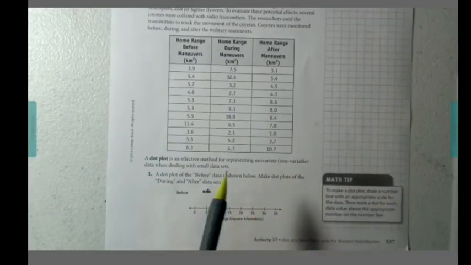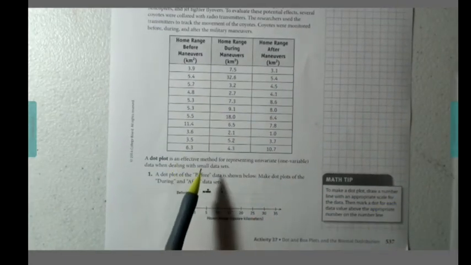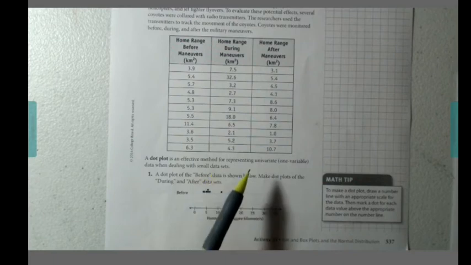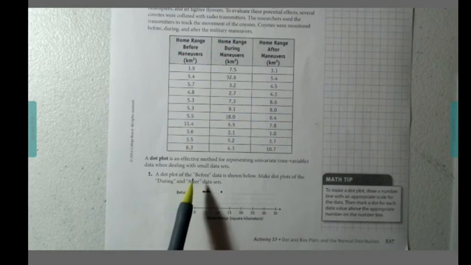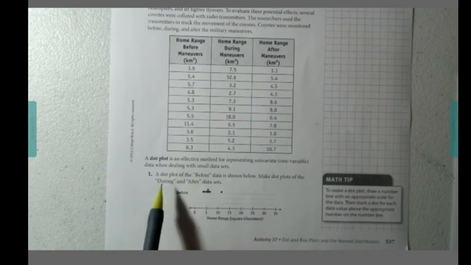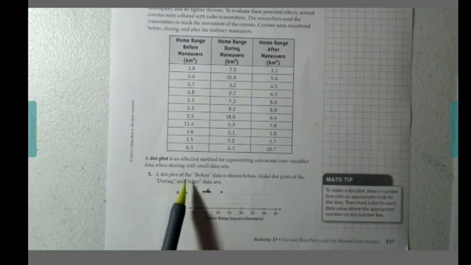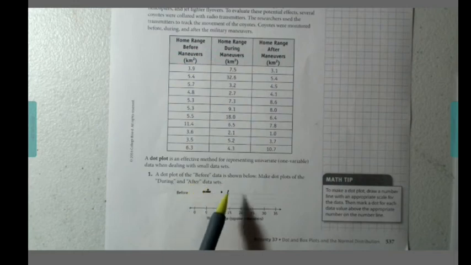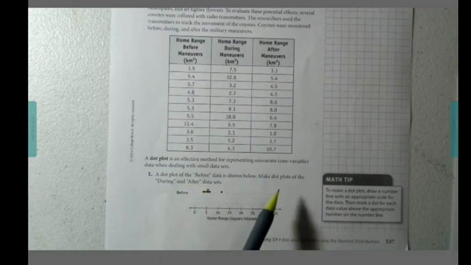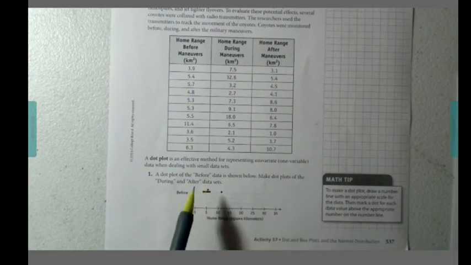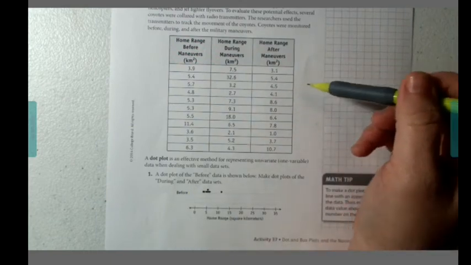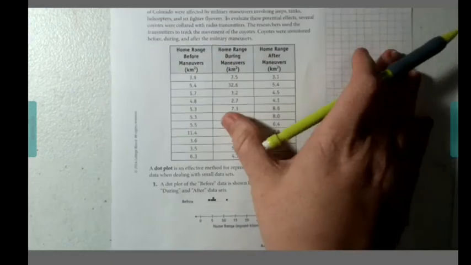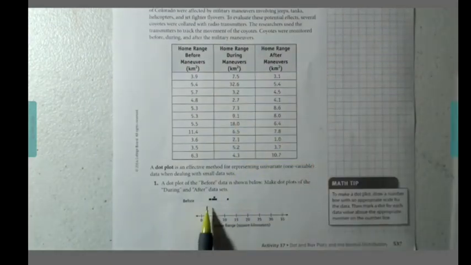It says, a dot plot is an effective method for representing univariate, one variable, data when dealing with small data sets. A dot plot of the before data is shown below. Make dot plots of the during and after data sets. And they're referring to this table about the coyotes' movement. They had already done the before, and you can see it written up here.